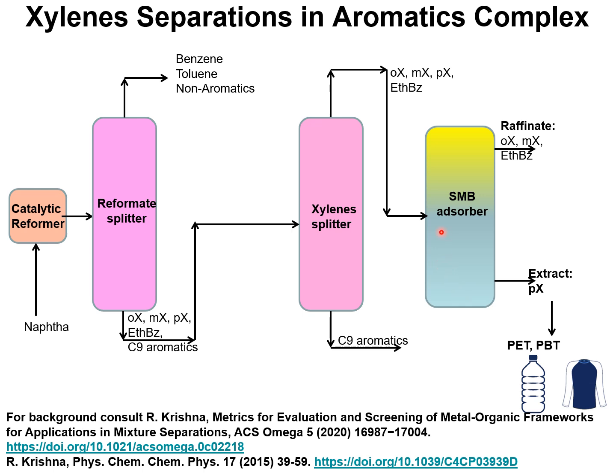The feed mixture is separated into two different streams. A raffinate stream consists of ortho-xylene, meta-xylene, and ethylbenzene, and the extract stream consists of the para-xylene isomer that has the highest demand. And this para-xylene isomer is a feedstock to produce products such as PET and PBT.